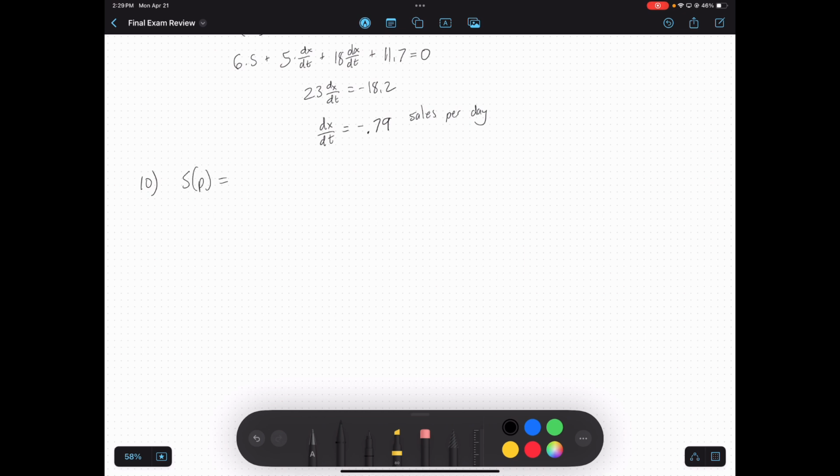I'm given a function s of p equals 0.07 p cubed plus 3p squared plus 6p plus 14. And I'm going to use s prime of p to estimate the change in s when the price changes from $18 to $18.10.